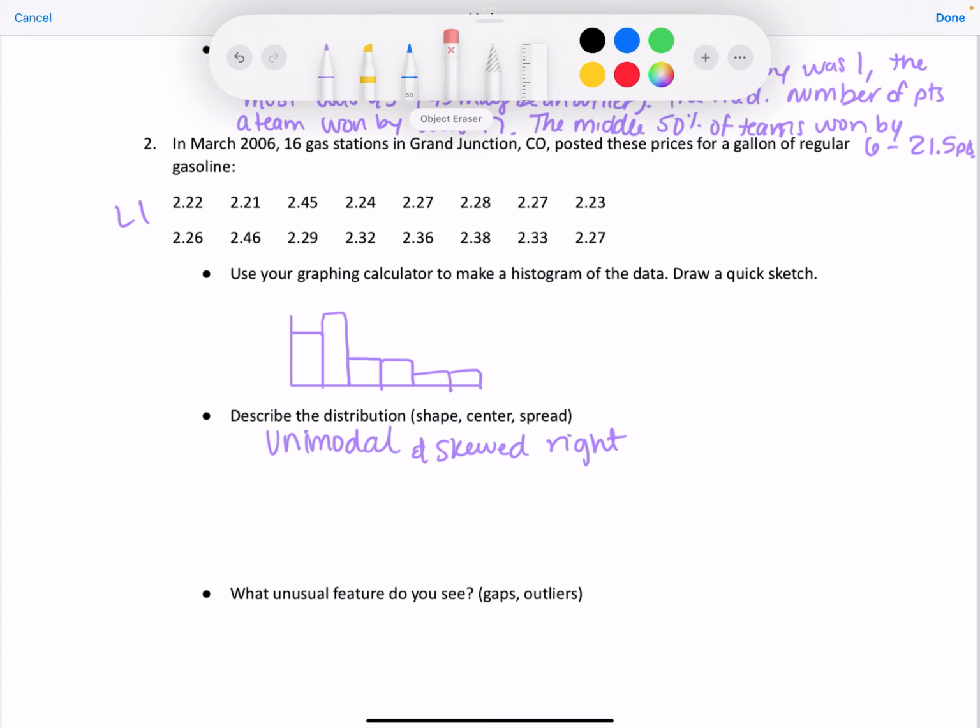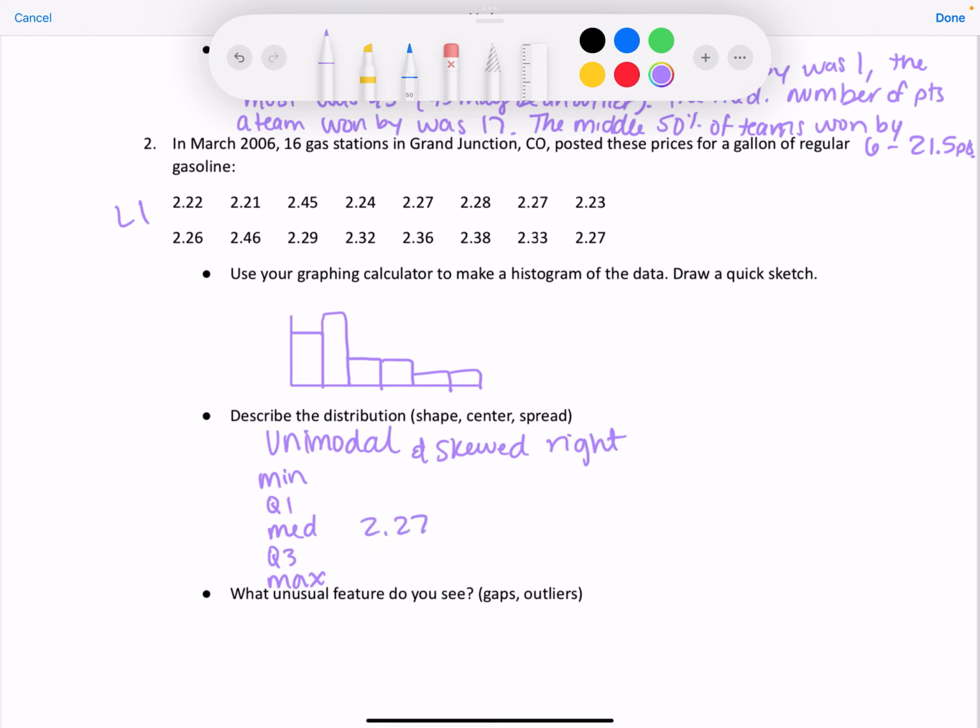All right, I'm going to do these in order: min, Q1, median, Q3, max. Okay, so we've taken care of shape. The center is going to be at our median. So what's our median value? Our median is 2.275. I don't know how far you want to go out.